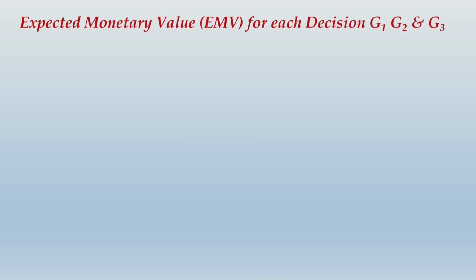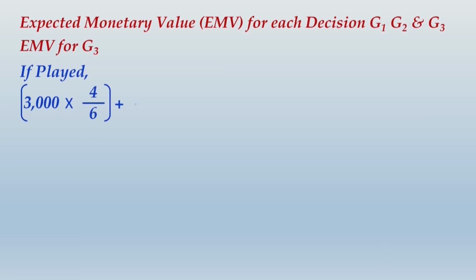But you should remember that we need to get started from G3. So EMV for G3, if played, the outcome will be 3,000 into 4/6 plus minus 6,000 into 2/6, and that would give you 0. You can work it out. Don't just copy the figures, calculate it along with me.